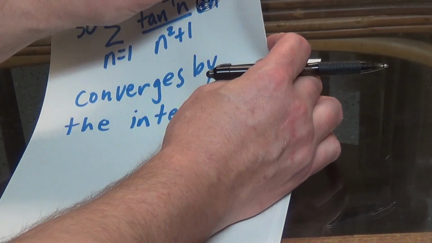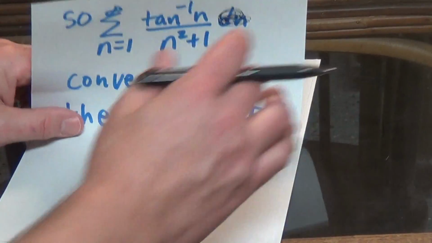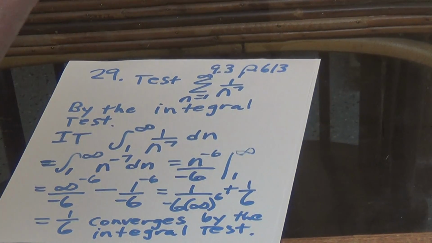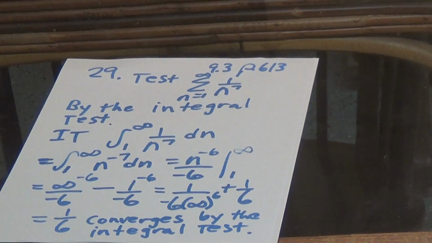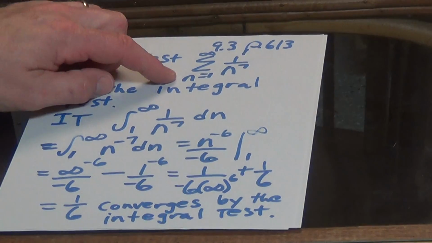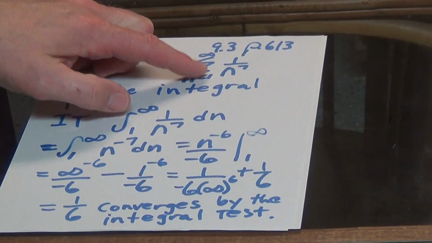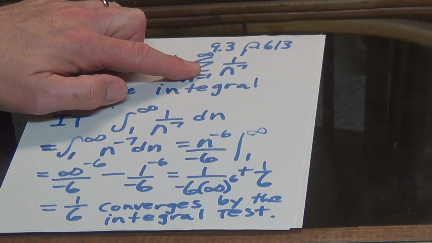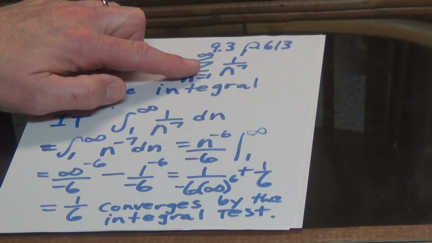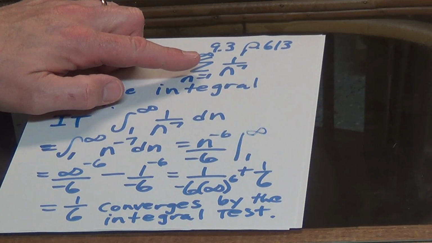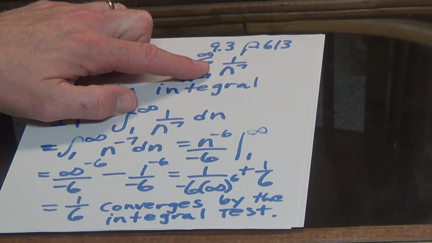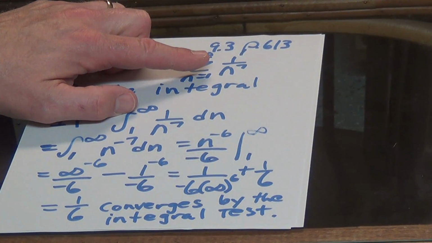On the next example, problem 29, we are going to test the sum from n equals 1 to infinity of 1 over n to the 7th by the integral test. Now you could also use a p-series on this. The idea is to show that these tests are completely and totally consistent. For the p-series, p is greater than 1, so it clearly would converge by the p-series test.